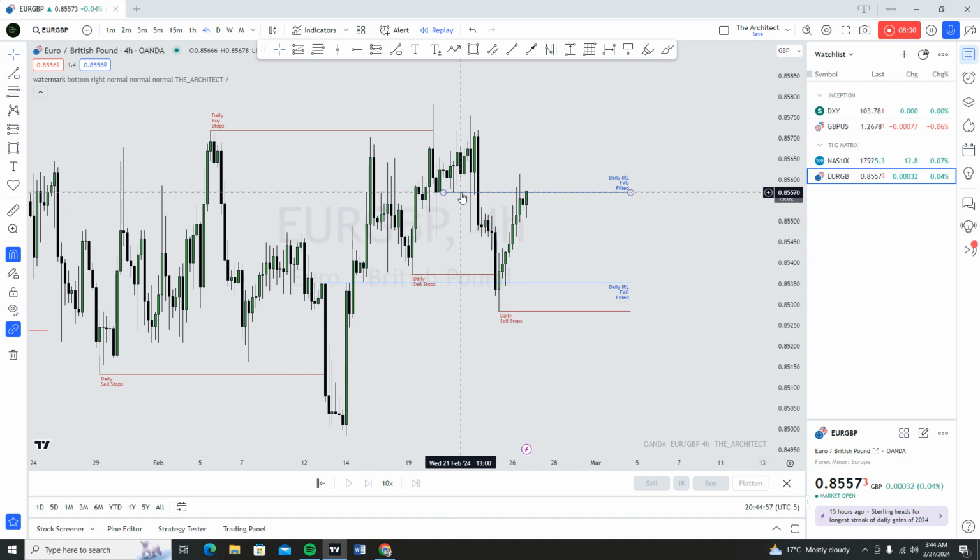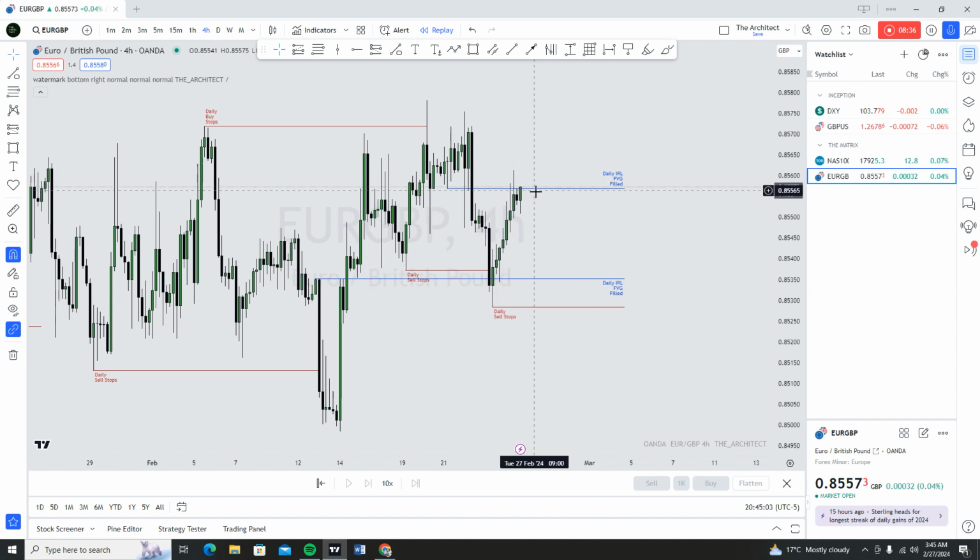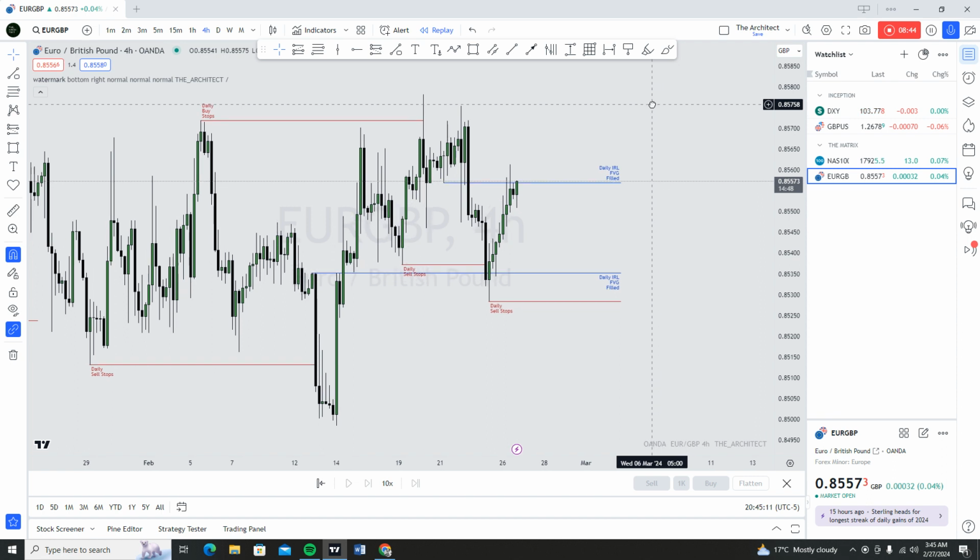And then the draw is higher, and at the moment we have filled this daily fair value gap, in which on the daily time frame we would then want to see price draw lower to take sell stops. Then we continue higher to reach that higher time frame objective.